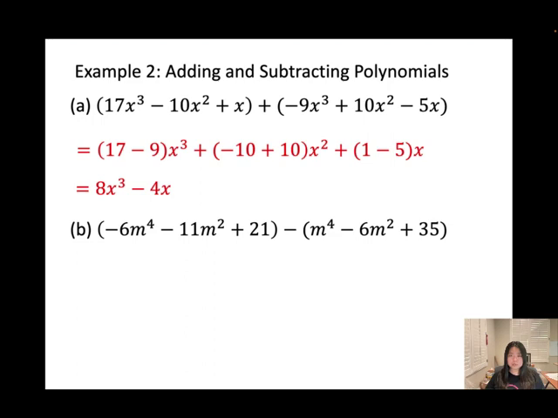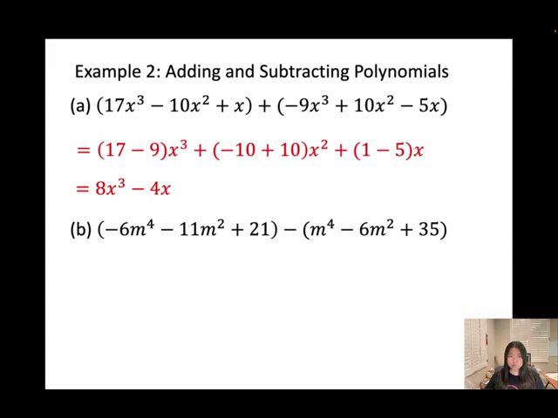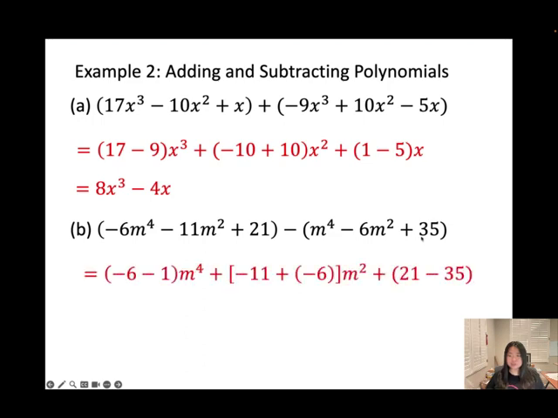Okay, B. First, I will distribute the negative. B, I'm going to do the same method. So for m to the power 4, I will have negative 6 minus 1 here. And the second term, negative 11, the negative becomes positive, so negative 11 plus 6. The last one, 21 minus 35.